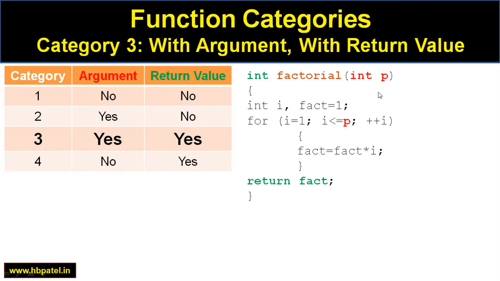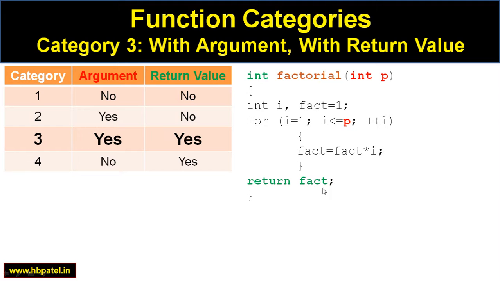So if p equal to 5, this loop will be repeated 5 times. i equal to 1, i equal to 2, i equal to 3, i equal to 4, and i equal to 5. And 1 multiplied by 2 multiplied by 3 multiplied by 4 multiplied by 5. The variable fact will contain the answer, and that answer is returned. Now return fact means this answer will be returned to main.